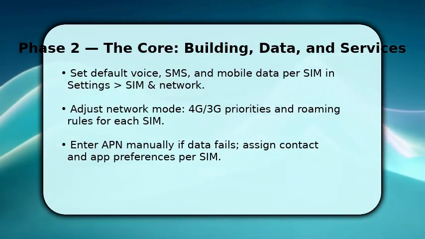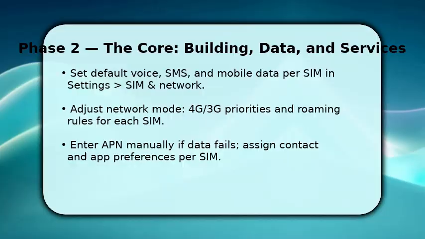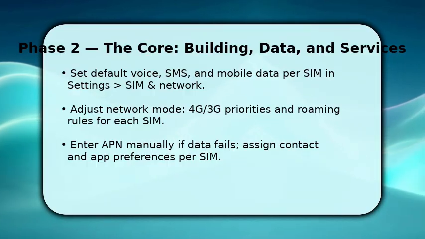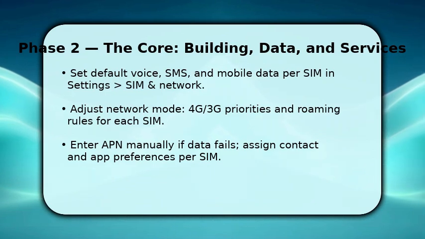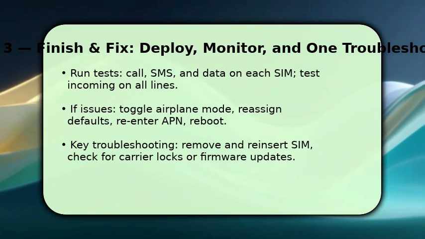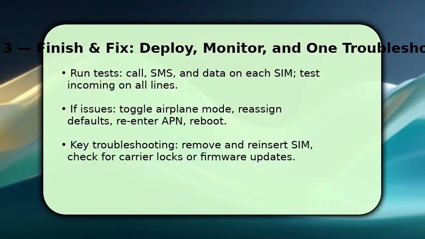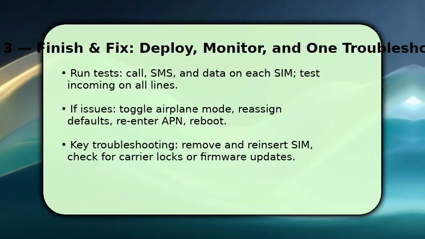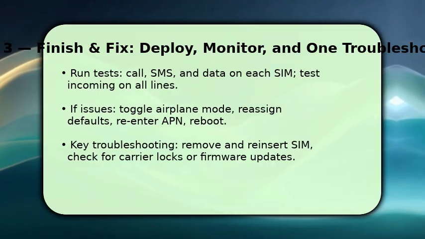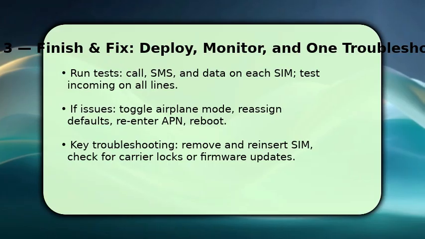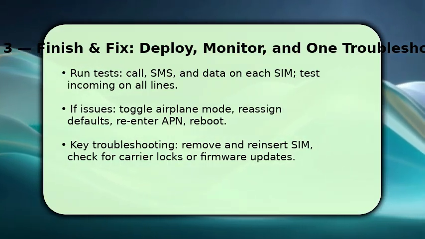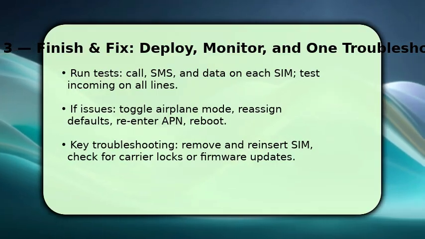Once set, configure network mode. Select 4G or 3G per SIM, and input APN values if the carrier did not provision automatically, so data and MMS work reliably. You finish by systematically testing each SIM, place calls, send SMS, and use data from the assigned SIM to confirm service. If a SIM fails, toggle airplane mode, reboot, and reassign default services so the phone renegotiates networks. Often that clears registration problems.